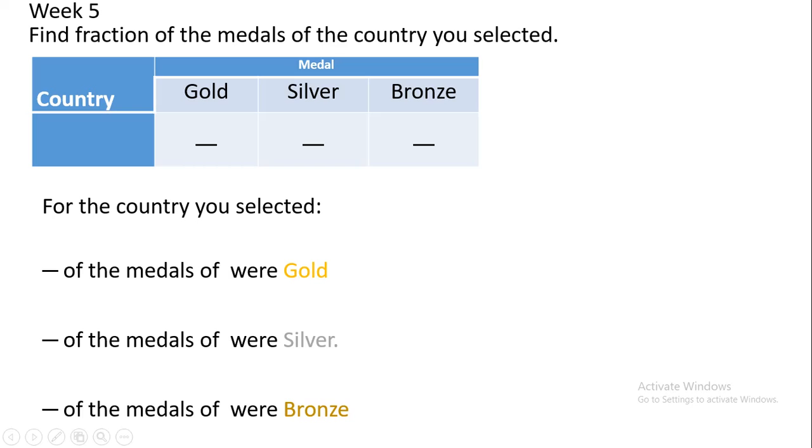So for the gold, if you have in this example 3 gold, and the total this country won was, for example, 8 medals, so the gold were 3, so 3 over 8. Silver, 2 over 8. For the country you selected, you have to write the same numbers here, because it asks what fraction of the medals were gold and what fraction were silver.